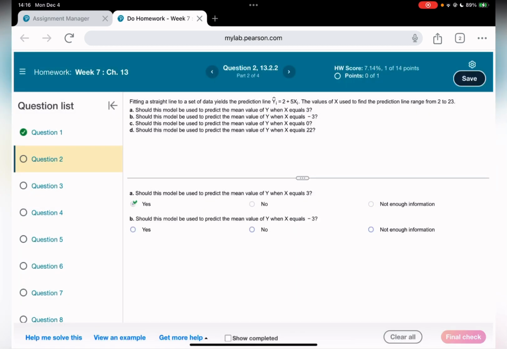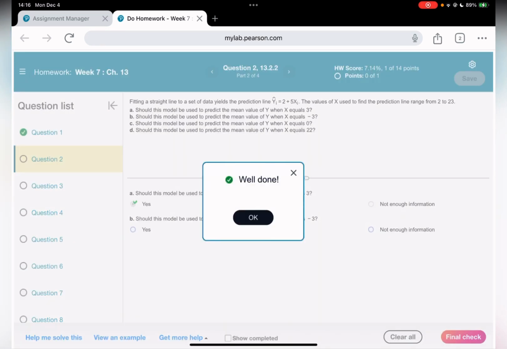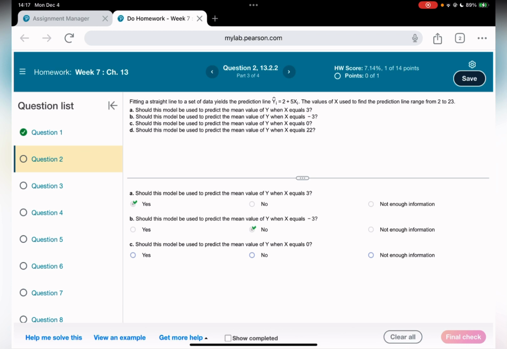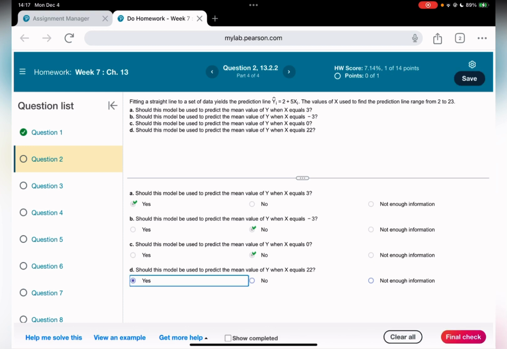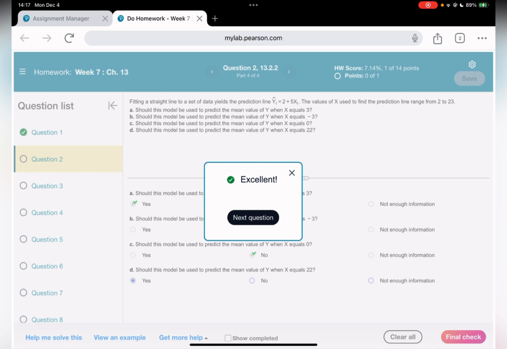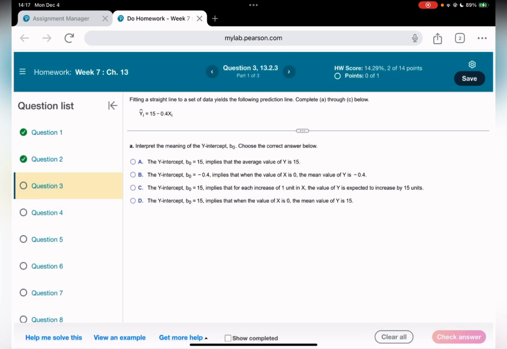Next one, it's asking negative 3. I say no, because negative 3 doesn't fit the range 2 to 23. And then the last one, 0. A, B, yeah, this is C. Doesn't fit, because 0 doesn't fit between 2 and 23. And D, 22. Yes, it fits, because it's within the range up to 23. Okay, moving to the next question.